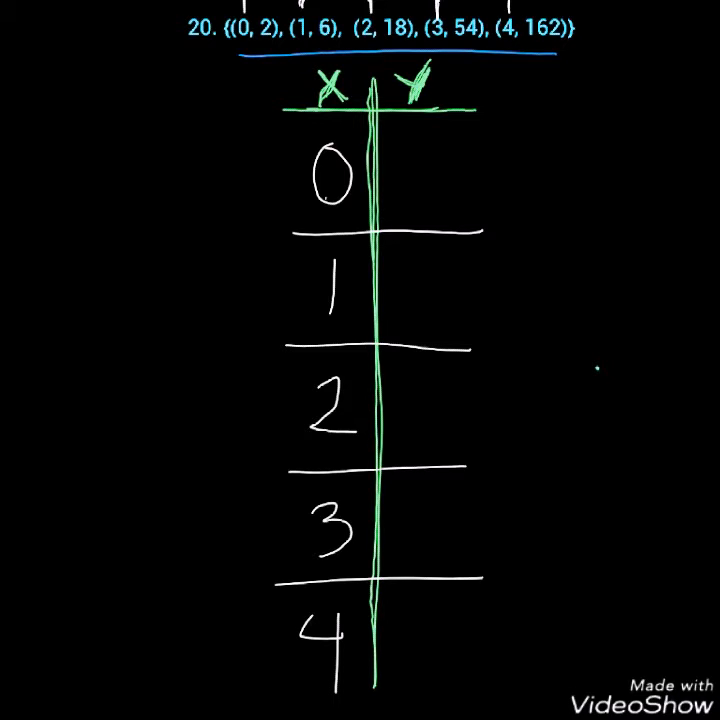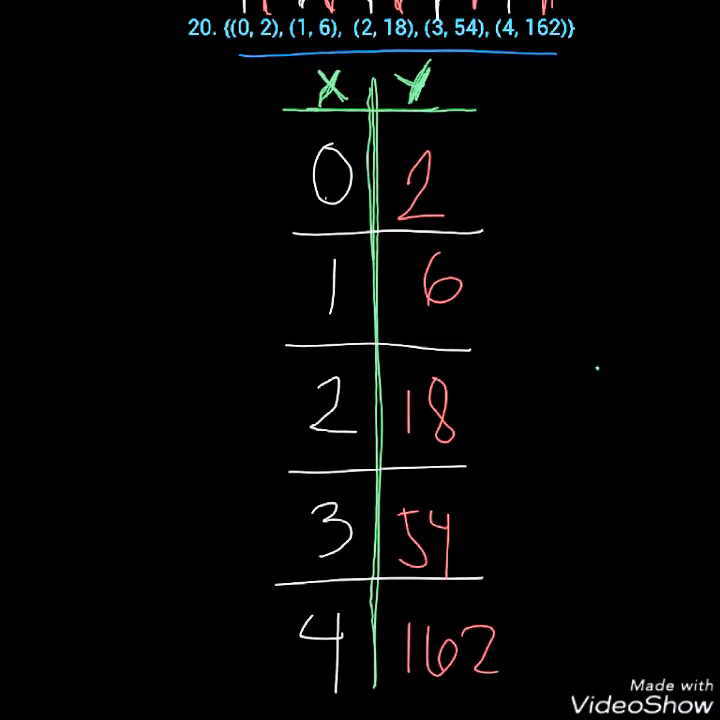And then after that, we're going to write the y values, which are the second numbers. The second numbers are 2, 6, 18, 54, and 162. So we're going to write 2, 6, 18, 54, and 162. And after that, we're going to determine which function best describes it.